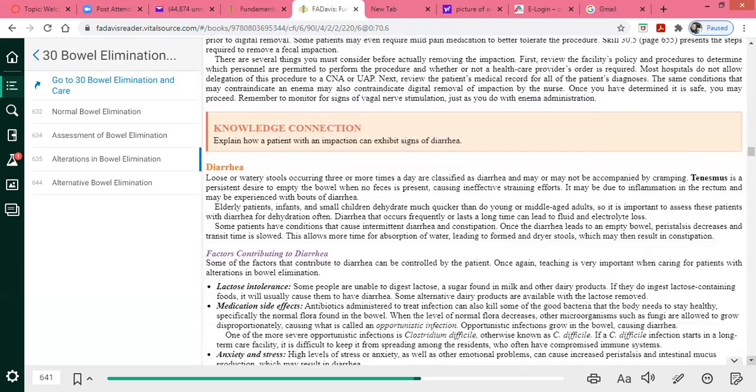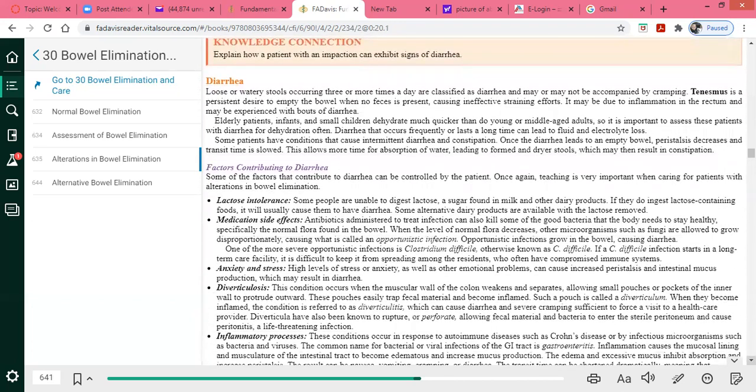And it talks about diarrhea. What is important to know about diarrhea is that it is loose or watery stool, and the individual will have to have 3 loose or watery stools in a day for it to be classified as diarrhea. It also talks about tenesmus, which is a persistent desire to empty the bowel when no feces is present.